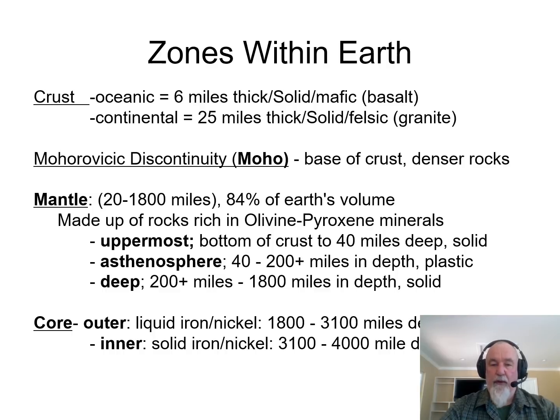We also know that based on the pressure we find about 3,100 miles below the surface, the iron and nickel cannot exist as a liquid. There's too much pressure. It gets squished into a solid. So we have the outer liquid iron and nickel core, the outer core, 1,800 to 3,100 miles below the surface, followed by the inner core, about 3,100 miles to the center of the Earth, some 4,000 miles below the surface.